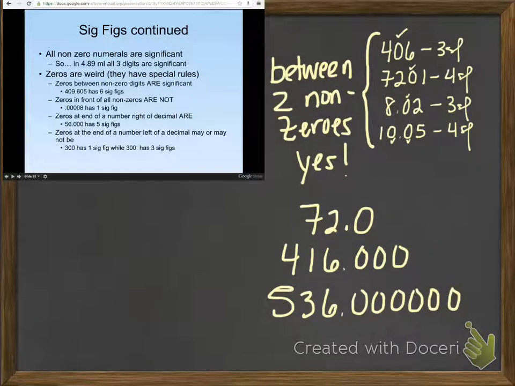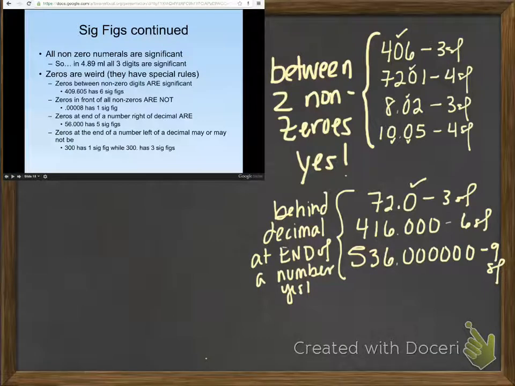Okay, let's talk about another case where zeros are significant. If we have a zero that's behind the decimal place at the end of a number, it is significant. So 72.0 has 3 sig figs. 416.000 has 6 sig figs. And here's our big giant crazy one. 536.000000 has 9 sig figs.